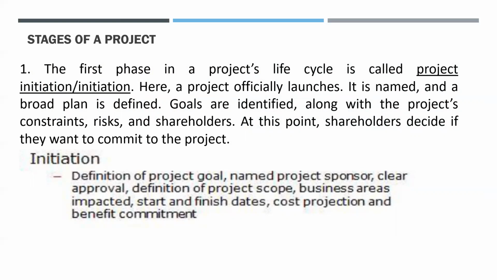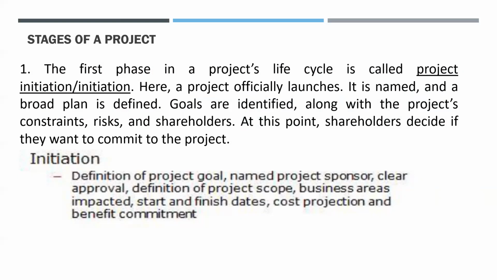So at this stage, the first phase of the project life cycle is called project initiation. Here, a project officially launches. It is named and a broad plan is defined. Goals are identified along with the project's constraints, risks, and stakeholders. At this point, stakeholders decide if they want to commit to the project. So the definition of goal, they all have the same meaning.